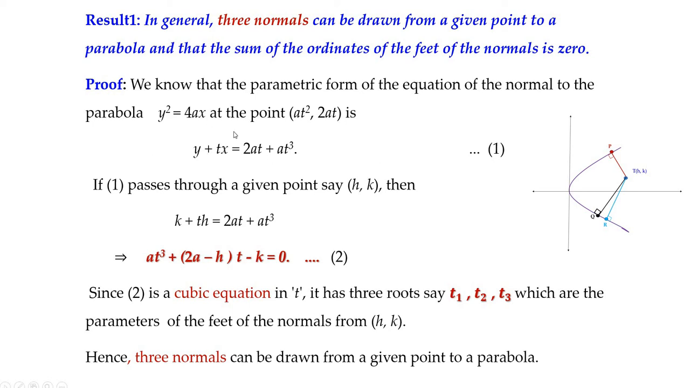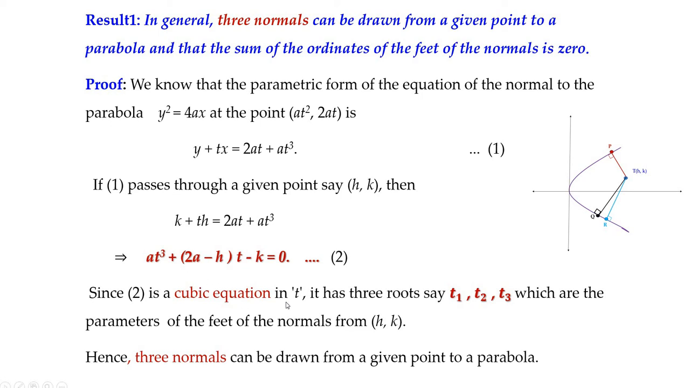We have the parametric form of the equation of the normal: y plus tx is equal to 2at plus at cube. Now suppose it passes through the point (h, k). Then replace your x and y by h and k. So this is what you have. Now rewriting that, you have at cube plus (2a minus h) into t, minus k, equal to 0. You are taking the whole lot to the other side. So this is what we get.